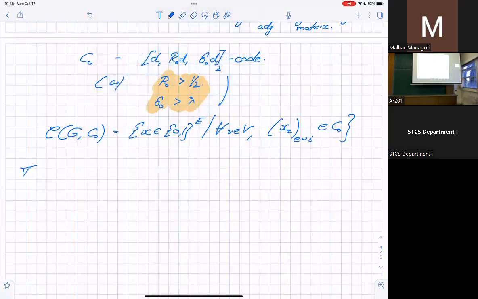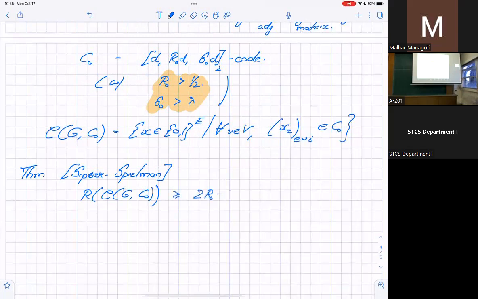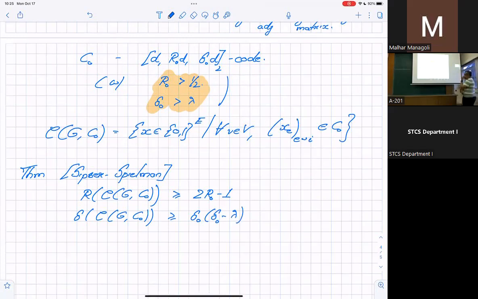Fair enough. This was the construction, and once again the theorem due to Sipser-Spielman, which we quoted last time, says that the rate of this code is at least 2 R naught minus 1, and the distance of this code is at least delta naught times delta naught minus lambda. I don't think I proved either of these in class. This will actually be in your homework, in your third problem set.